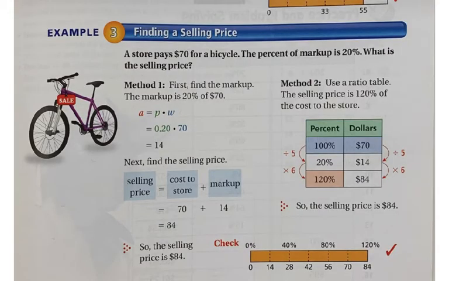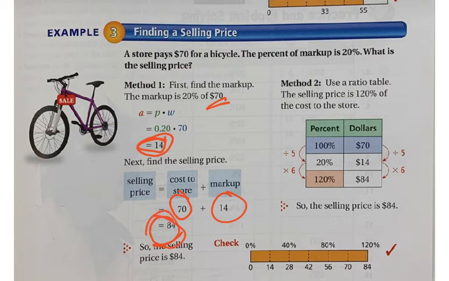Here we have another one to find the selling price, and they're going over this problem with us. A store pays $70 for a bicycle. The percent markup is 20%. What is the selling price? So the first thing we want to do is find 20% of 70. You can take 70, multiply it by 0.20, and you get 14. Then you need to take that percent that it's being marked up by and add it to the original price, the cost to the store. That means the store is going to make $14 on every bike they sell for $84.